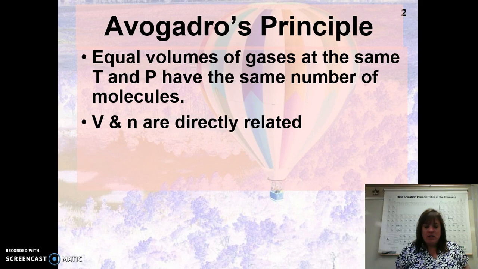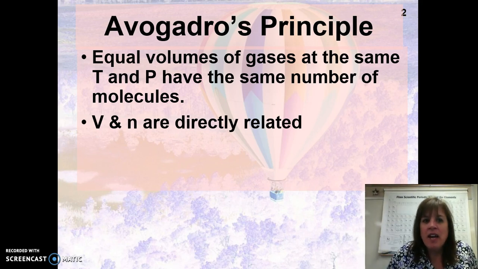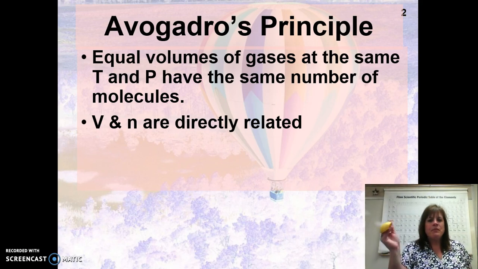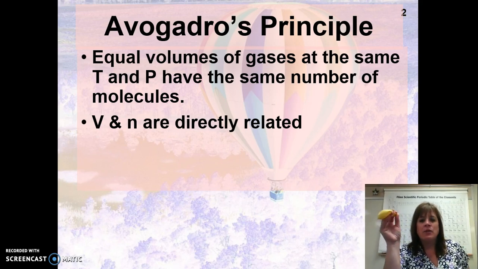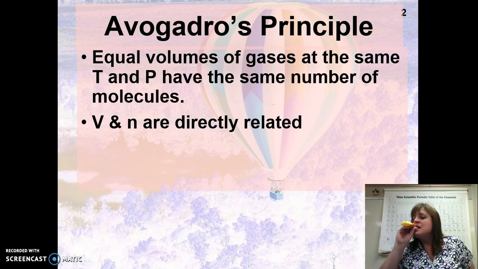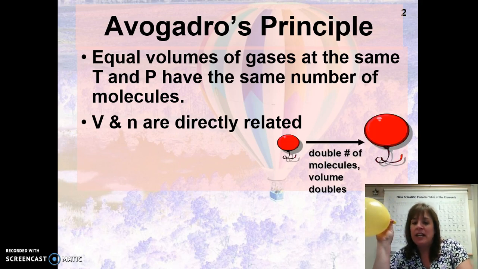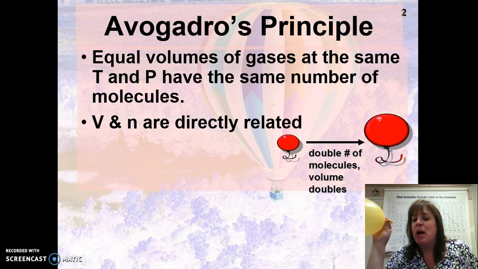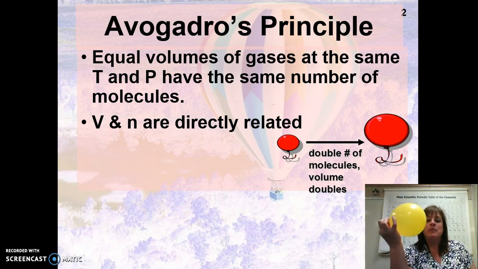Now, what he found, which makes sense, is that volume and amount are directly related. If I add more molecules or moles of gas to this balloon, its volume is going to go up. And because they're directly related, if I double the number of molecules, I'm going to double the volume. Or maybe I take molecules out and the volume goes down.